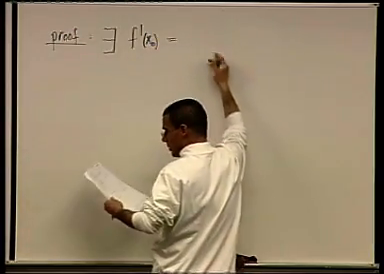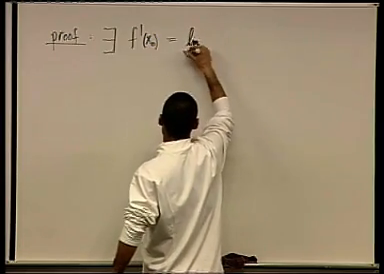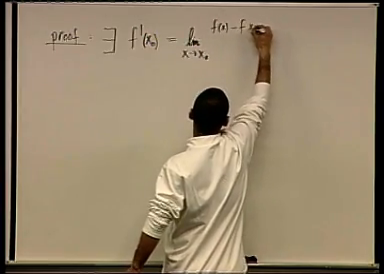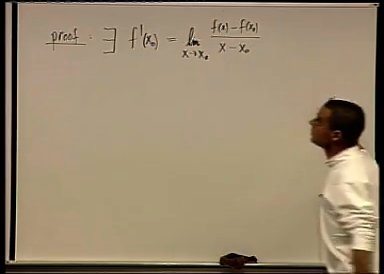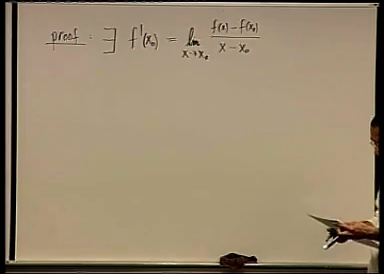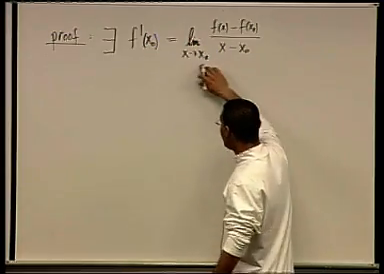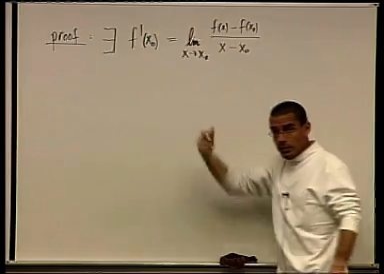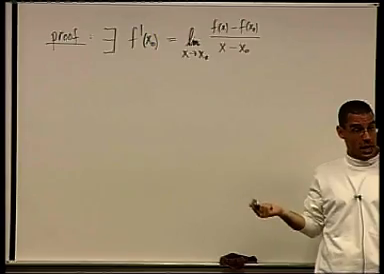So, proof: f prime at x0 exists. Let's write it using the x goes to x0 notation. It equals the limit as x goes to x0 of f of x minus f of x0 divided by x minus x0. That's the data. We know that this limit exists. Now, when a limit exists, it means that it's equal to both one-sided limits. Do you agree? That they exist and are equal.